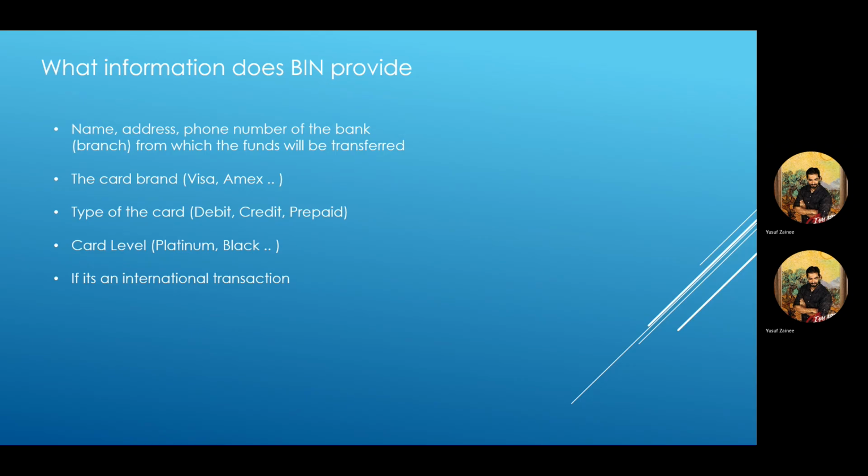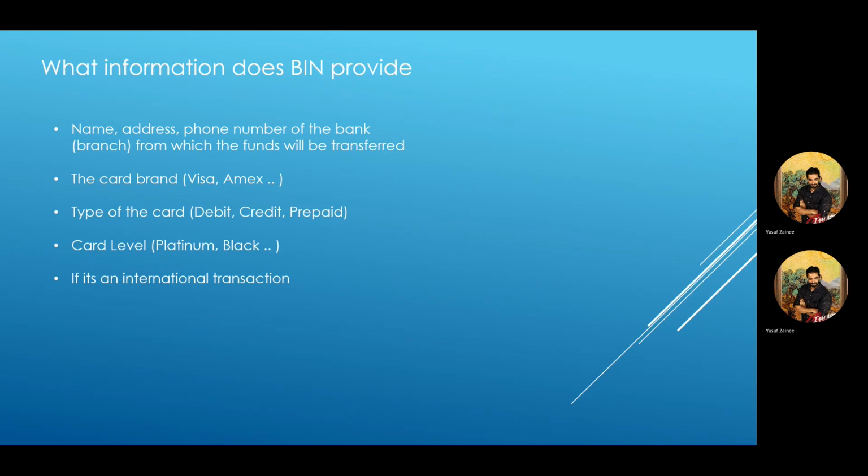So it gives the name, address, and phone number. You can track it via the bin. You can get to know which is the card brand, so which is Visa, Amex, etc., which we can get to know from the MII, which is very easy. It can also tell us whether it is a debit card, a credit card, or a prepaid card. Then it also gives the information on the card level, so whether it is a platinum card, a black card, and so on and so forth.